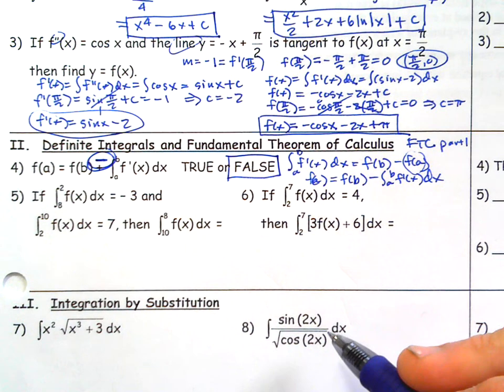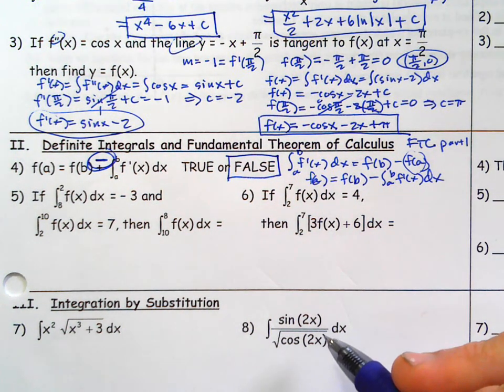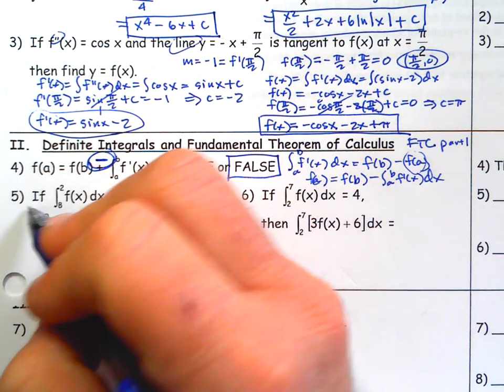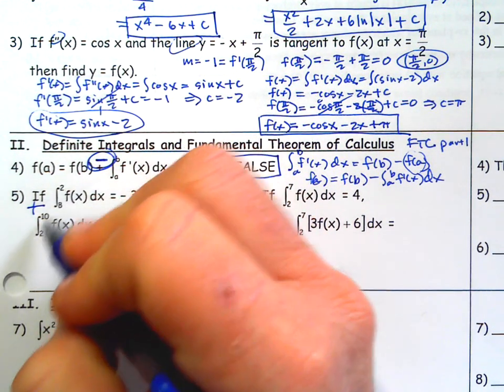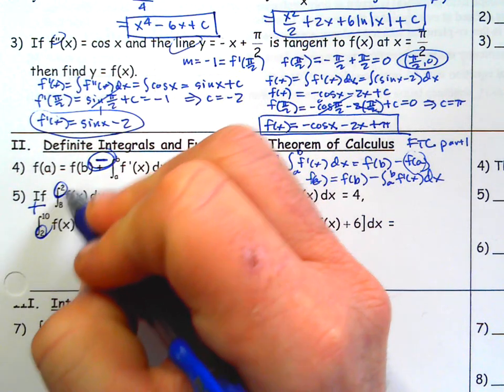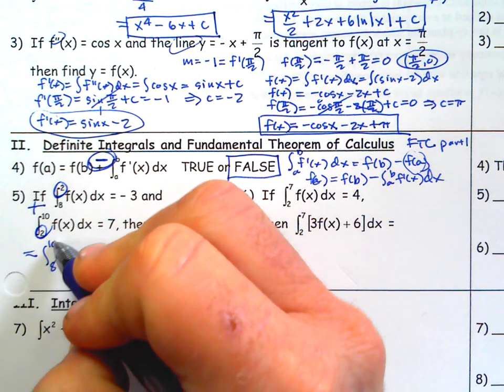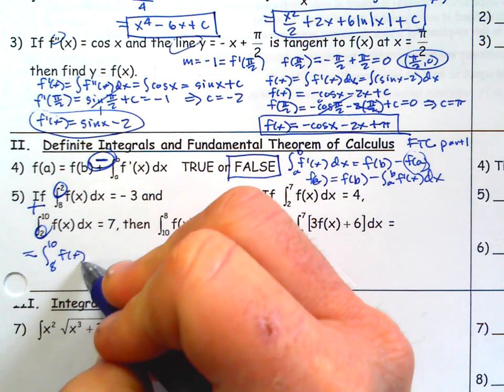Number 5, looks like a little bit of properties of integrals. Definite integrals. They give you 8 to 2 is -3, 2 to 7 is 2, 2 to 10 is 7, and they want 10 to 8. So remember, we could add these together, and if the bottom limit matches the top limit, you'll get a new one connecting the other two limits.